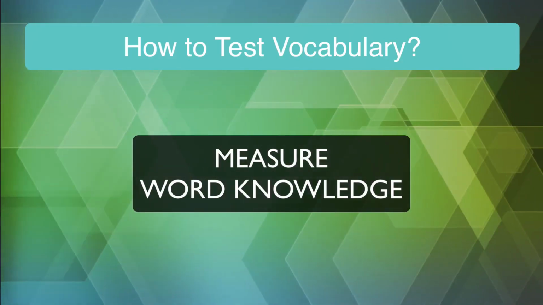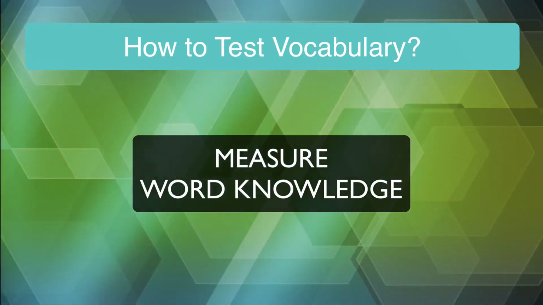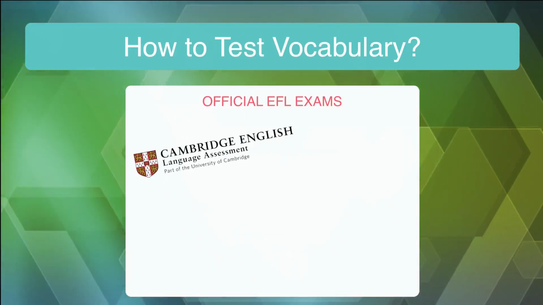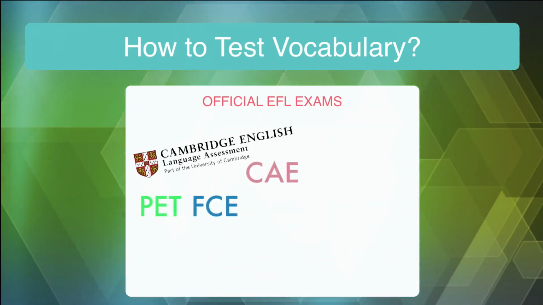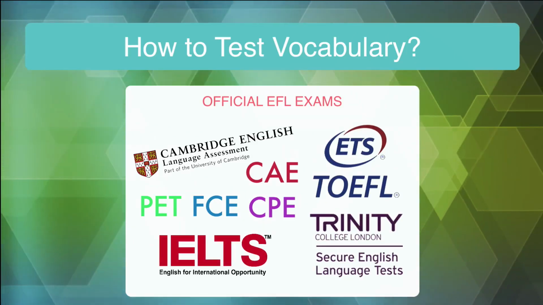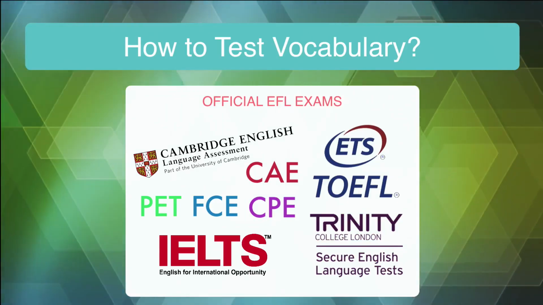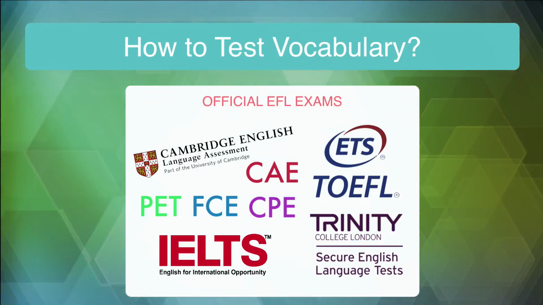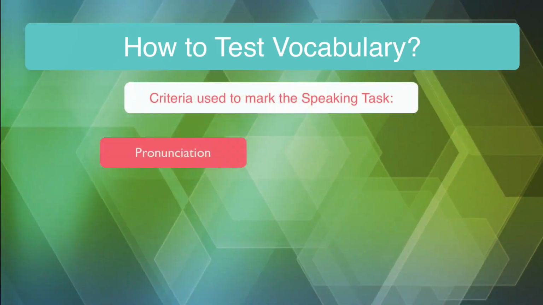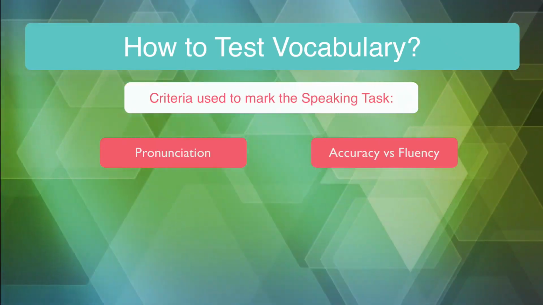Feedback and appraisal can also be achieved using the same criteria used to mark someone's speaking tasks in official EFL exams. So, for example, when someone goes to an IELTS exam, they have speaking tasks, and the examiner has a list of criteria used to gauge the learner's level of fluency. So we're looking at pronunciation, we're looking at accuracy versus fluency. Are they speaking fast, but are they speaking well?